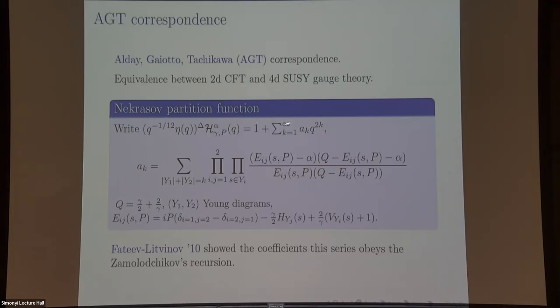This is supposed to be the expression for this Nekrasov partition function. And AGT says that this conformal block that I presented in my previous slide has to be, up to some constant, the same as this Nekrasov partition function. Now this correspondence for the torus case was shown by Fateev and Litvinov, but they didn't address these convergence issues at that point in time.